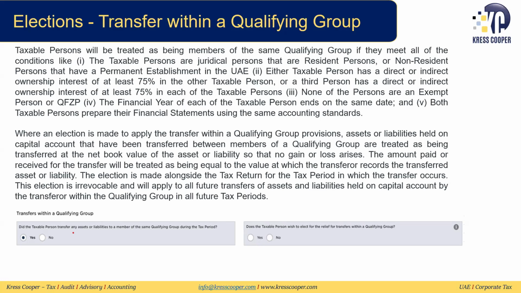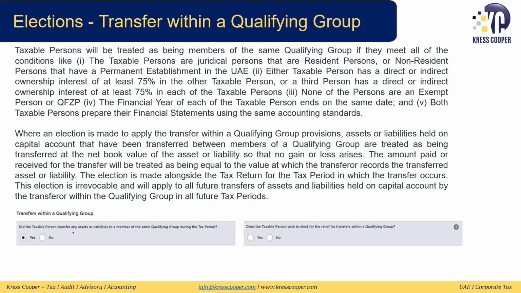So if you are meeting these conditions to be part of the same qualifying group, and you make an election to apply, then all the assets and liabilities which are held on capital account that have been transferred between the members of the qualifying group during the year, if any, will be treated as transferred at book value. And there will be no gain or loss arising from this transaction. So the amount which is paid or received for the transfer will be treated as being equal to the value at which the transferor records the transferred asset or liability. And this election, like we said, will be made along with the return here in this election portion.